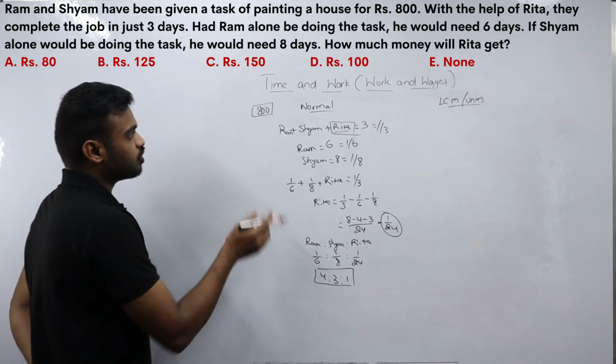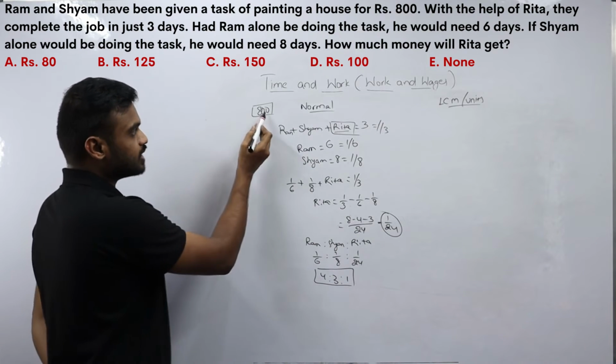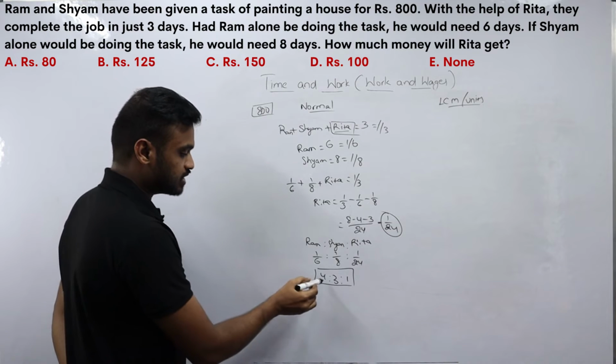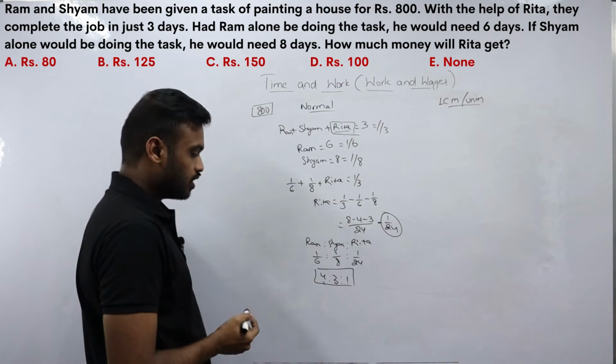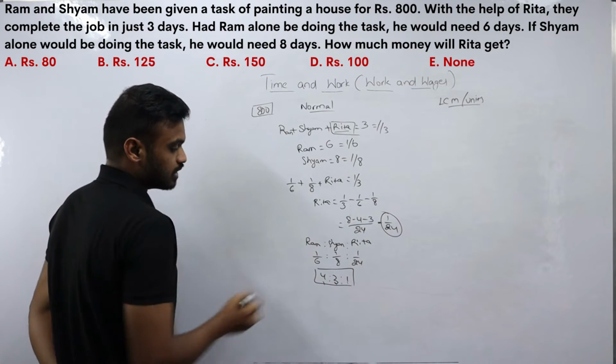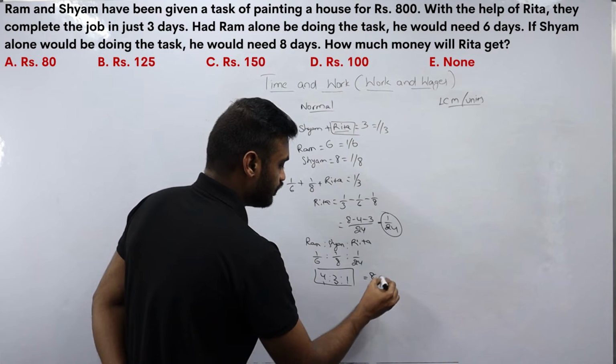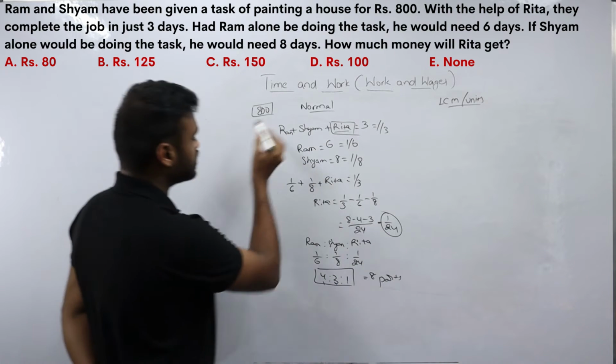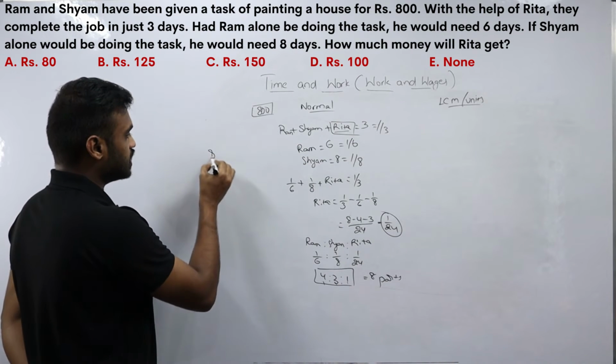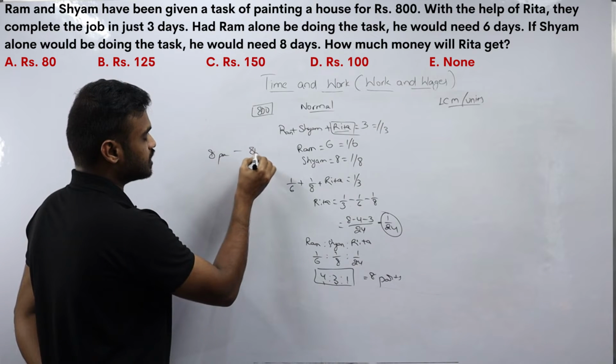So the total amount of money is 800. The 800 will be divided among the persons based on this 4 is to 3 is to 1 ratio. Now there are totally 4 plus 3 plus 1, that is 8 parts in this 800 rupees.